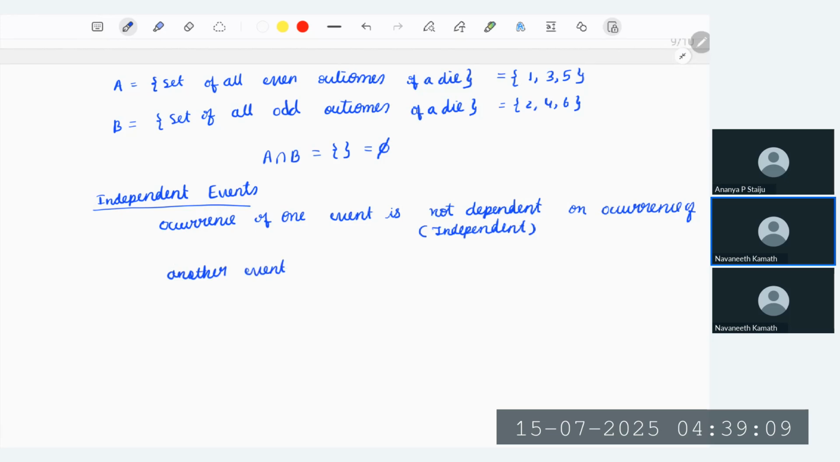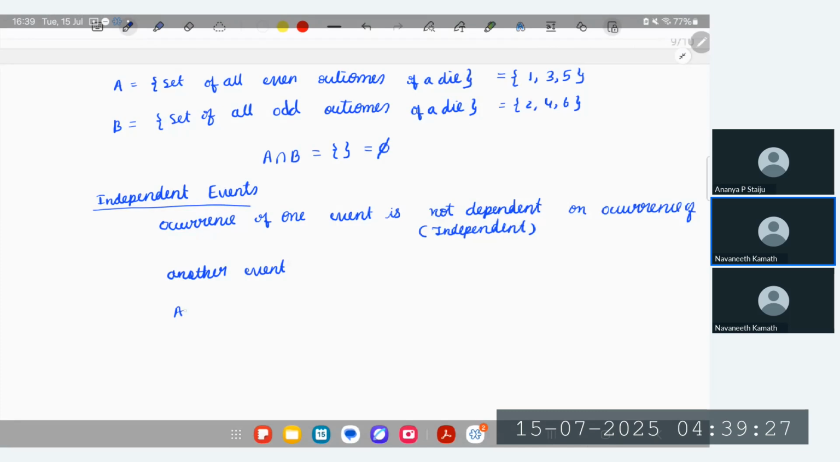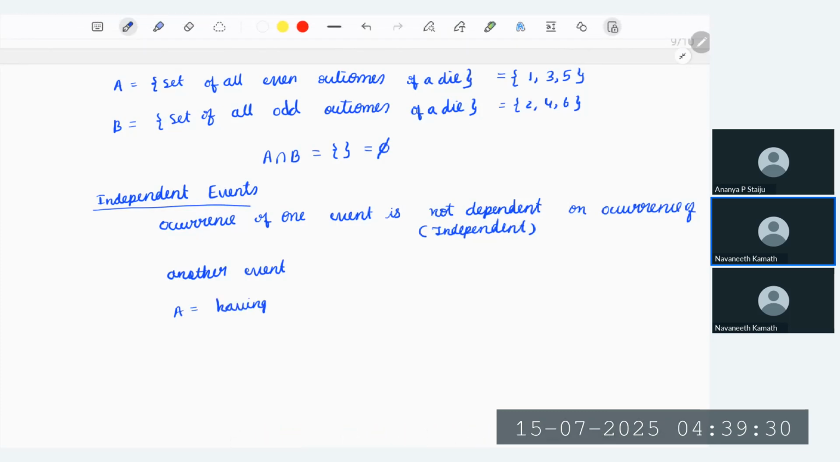First I'll make you understand what dependent events are. We won't be covering dependent events in detail, but you should know what a dependent event is. For example, getting a rainbow is dependent on having rain. Suppose event A is having a rainbow in a day, and event B is having rain. I'm saying event A is dependent on B. Is it true? Is it dependent?